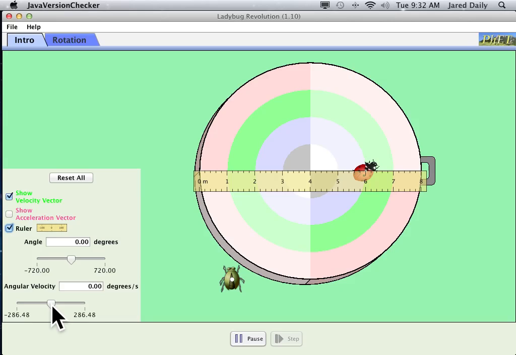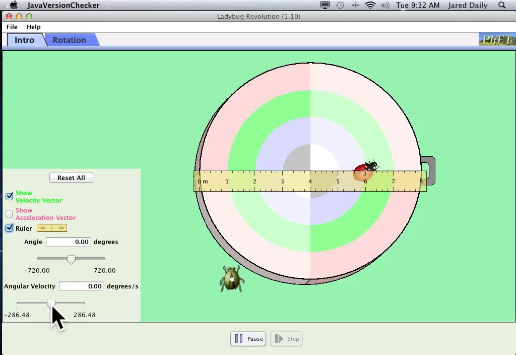We're not going to grade this quiz, but which direction is the velocity vector going to be pointing if we start this with a positive angular velocity, which means which way is it going to move? It's going to move counterclockwise, right? So the ladybug's going to start off going up. Which direction is the velocity vector of the ladybug going to be pointing when we start this? It's going to be pointing straight up when we first start.